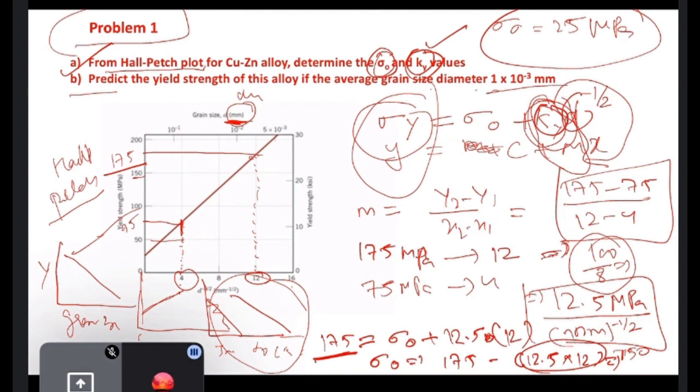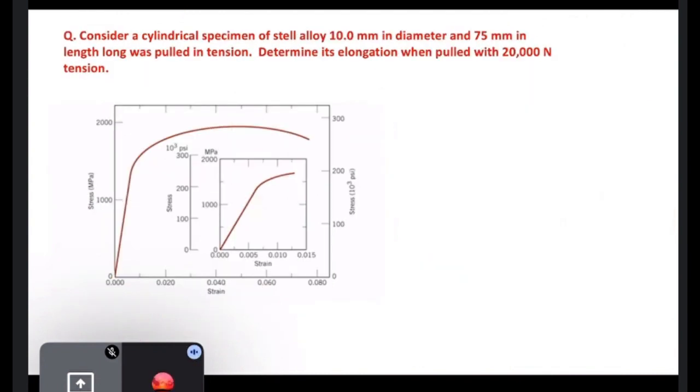Can you solve this question now? What is the approach? Who will tell me? You know the equation. Now you know the sigma naught value. You know the ky constant. You know the grain size it is talking about. You have to find this. Will you be able to substitute in that equation? Yes.